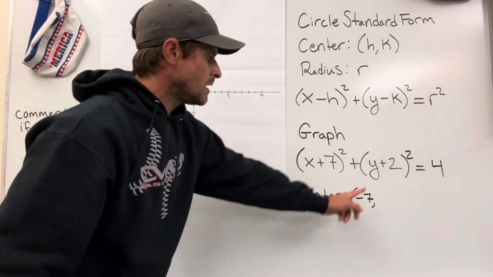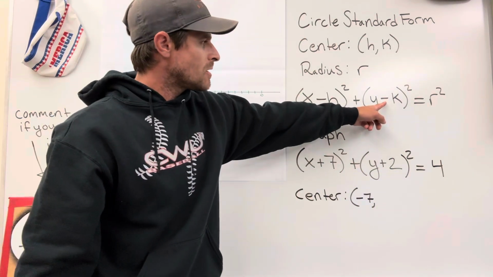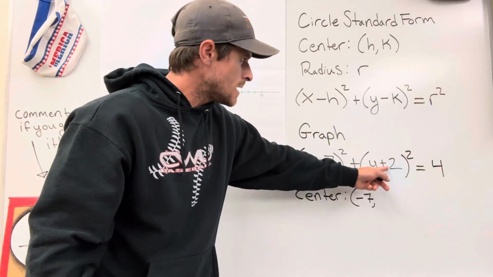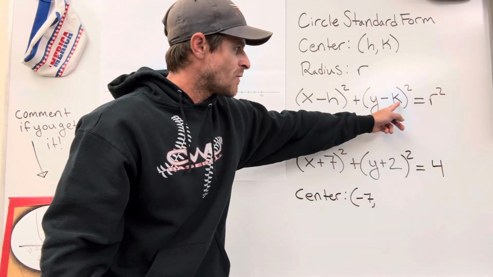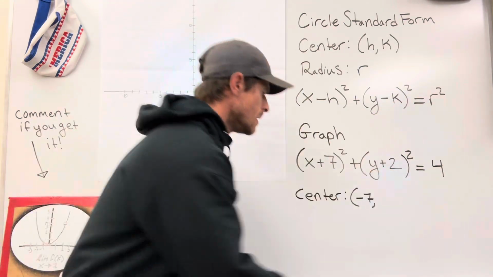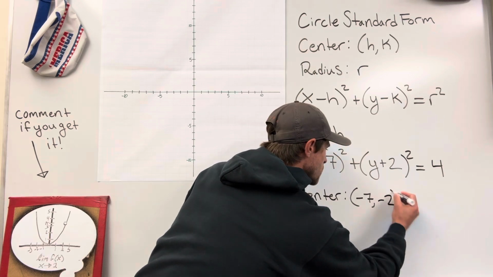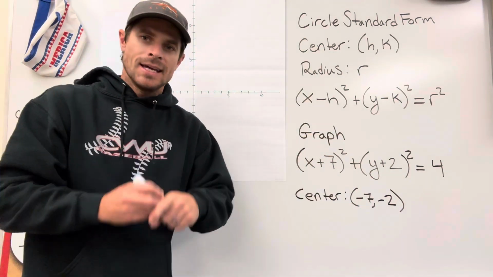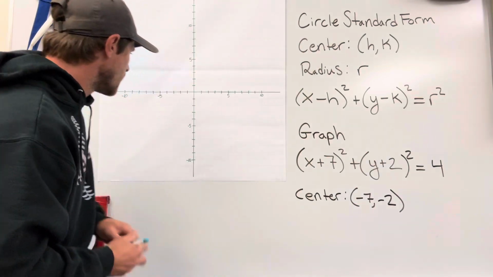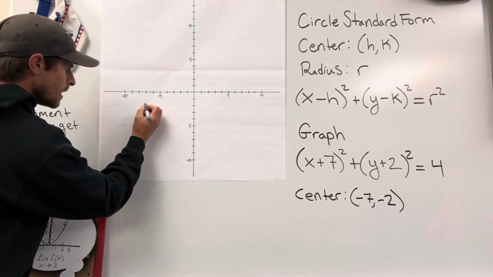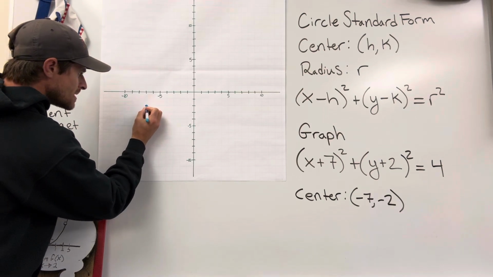And again, over here it says plus, but in our standard form, it's supposed to be minus. So if that minus is turned into a plus, the only way that that happens is if the value of k is also negative. So that 2 needs to be a negative 2. So we know that our center of our circle is at negative 7, negative 2. So I'm going to grab a highlighter right here. I'm going to go to negative 7 right there, down 2. I'm going to place a dot right there and call that my center.